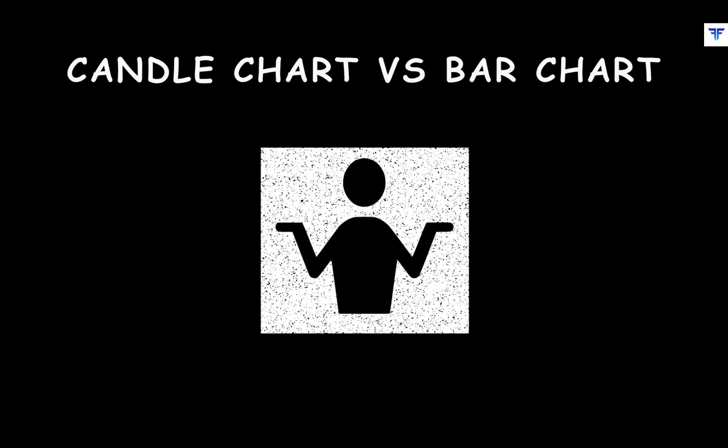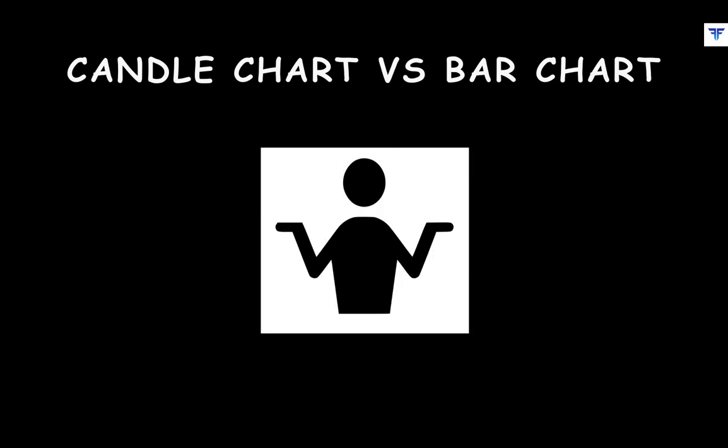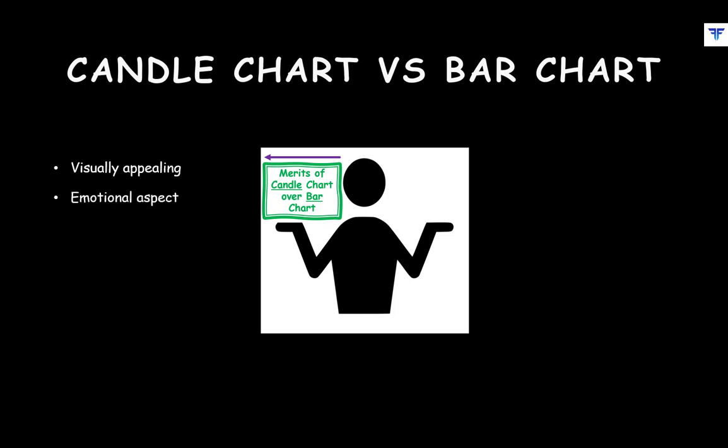Let us now talk about the advantages of a candle chart over the bar chart and vice versa. Compared to a bar chart, a candle chart is visually more appealing, provides greater detail about the emotional aspect of each candle in terms of who is in greater control of price, the buyers or the sellers. And because of its visual appearance, various candle patterns can be easily gleaned from a candle chart.